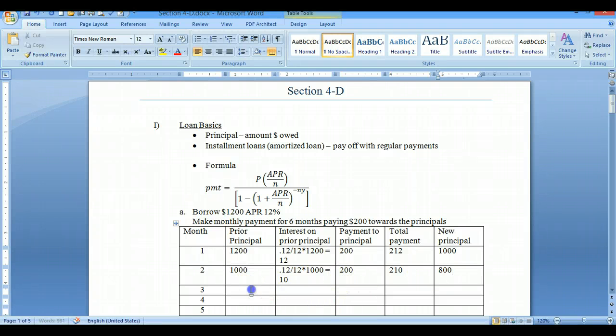And then we come down here to my new principal is 800. And 0.12 divided by 12, in this case times 800, gives me $8. Again, $200. In fact, let's just go ahead and fill that in the whole way down.